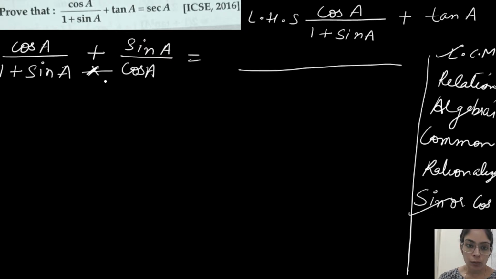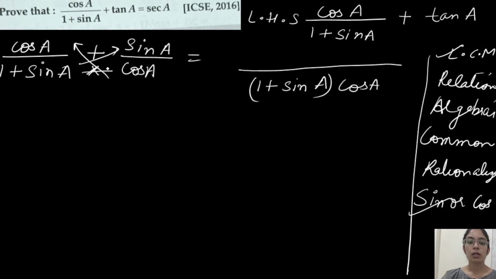Multiply the denominators. So this is what we will get: 1 plus sine A into cos A. Now the terms which we have to write at the numerator will get cross multiplied. So cos into cos will become cos square A. Cos A into cos A is cos square A plus sine A into 1 plus sine A.